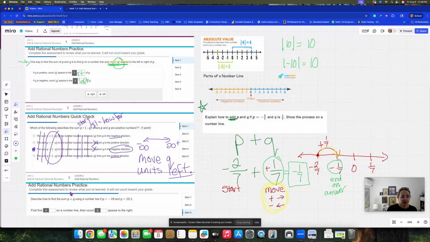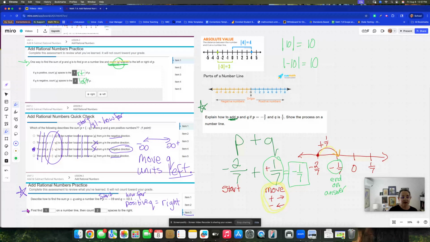Okay, now look at this one. This is from your practice. This is item 3. I'm down here now. Add rational numbers practice. Describe how to find the sum P plus Q using a number line if P equals negative 19 and Q equals 12.1. So I'm going to make a note here. This is where I start. And then the Q, this is how far I move. And then since Q is positive, that equals to the right.